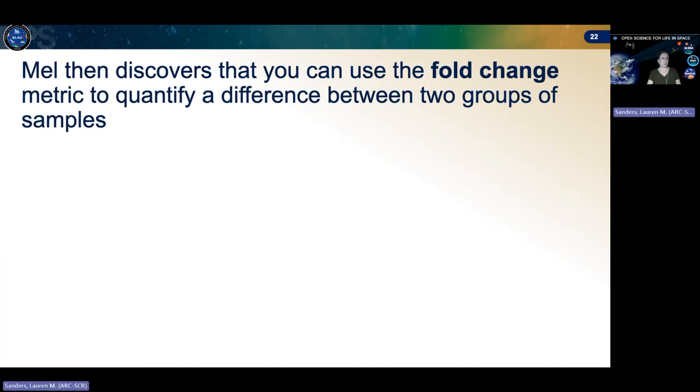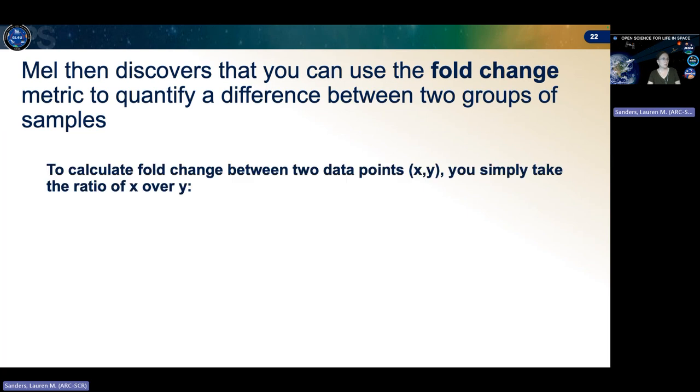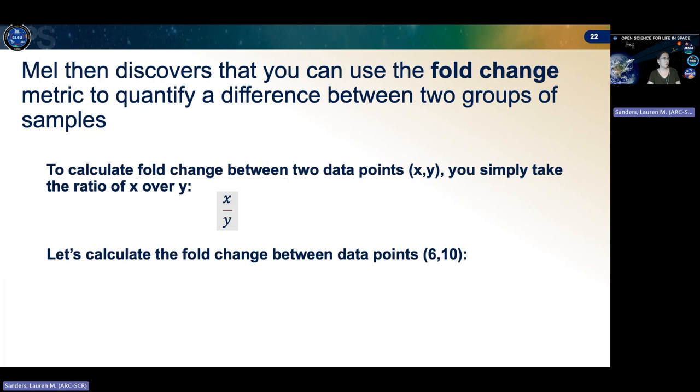Now thinking about other ways that you can start quantifying differences between groups in a data set, there's a new metric that Mel discovers called fold change. And so the way that we calculate fold change is we simply take the ratio of the one data point X over the other data point Y. So let's say we wanted to calculate what the fold change is between the data point 6 and 10. 6 divided by 10 is 0.6.